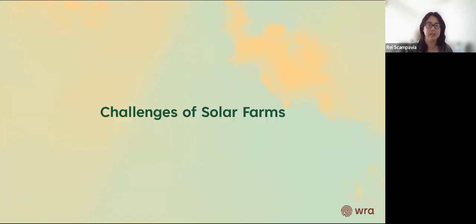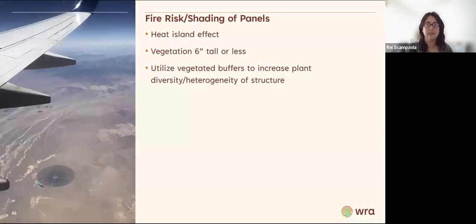In this last section, I'd like to discuss some of the unique design and maintenance challenges that we have encountered when we're designing pollinator habitat for solar farms. As I mentioned previously, these solar farms can get incredibly hot due to the heat island effect, and they're often located in annual grassland or adjacent to active cropland, so areas where fire safety is extremely important.